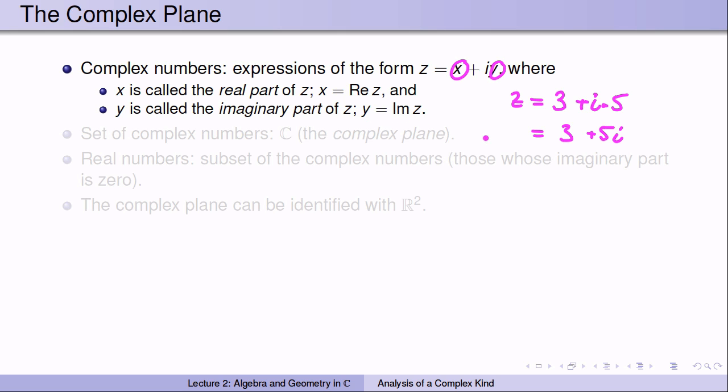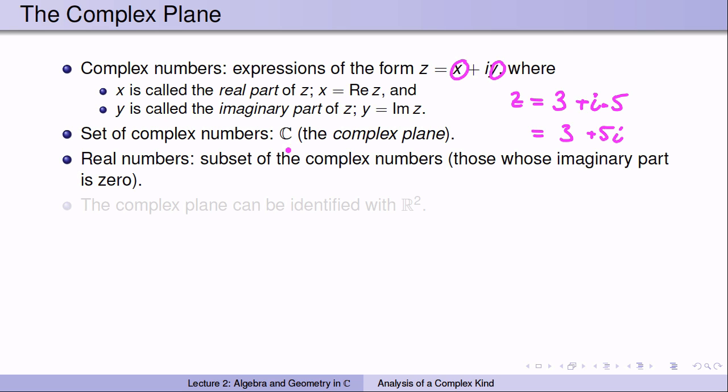The set of all complex numbers is denoted by a C for the complex plane. This is like a C with a double bar in it, so a regular C with an extra bar in it. That's the mathematical symbol for the complex plane.